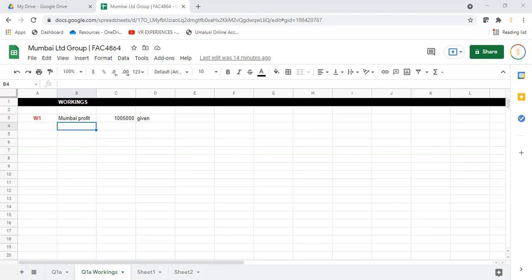Because Mumbai, the parent, is selling to the sub, the profit is sitting in the books of the parent. So therefore we need to adjust the parent's books. Just take note of that. So how we're going to do this is as follows.